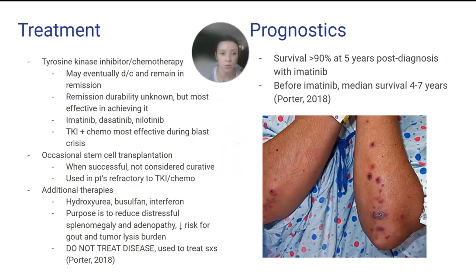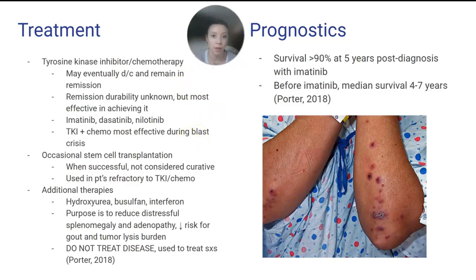So as far as treatment goes, we're going to be using our tyrosine kinase inhibitors and/or chemotherapy, depending on where they are with their disease process. The TKIs may eventually be discontinued and the patient can remain in remission. It's doing some pretty good work. They're suggesting that eventually it could even be considered a cure for the disease. But the remission durability is unknown, but it is the most effective treatment in achieving it. The drug specifically used is going to be imatinib here.